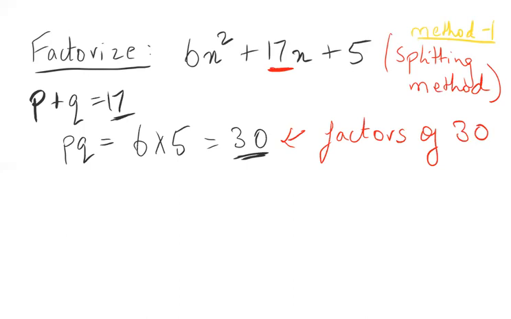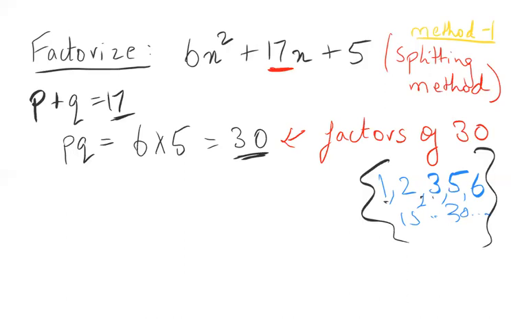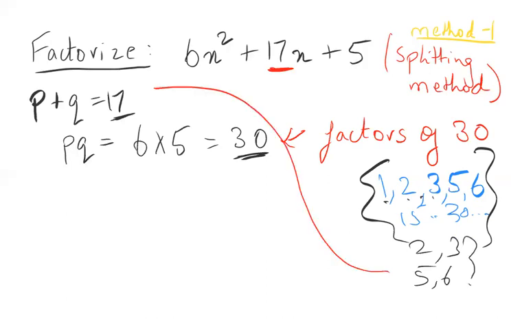So we have to find the factors of 30. So what are the factors of 30? Let me just quickly write it. So 1, you have 2, you have 3, you also have 5, right? You also have 6, you have 15, and so on. Okay. So the question is, out of which pair, which two numbers, 2 and 3 or 5 and 6, which pair will give me a 17? That is what we have to look for, right?